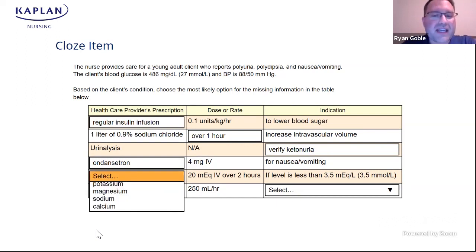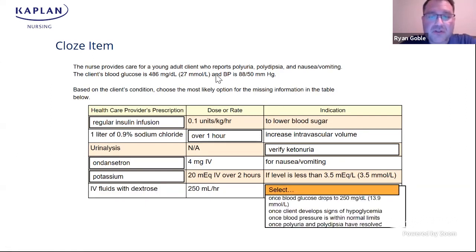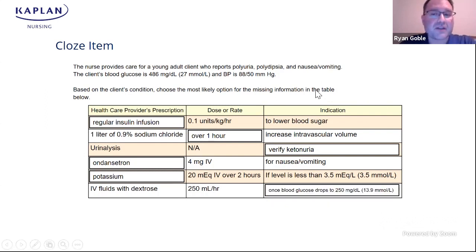What fits here? We have an indication: if level is less than 3.5 milliequivalents per liter or 3.5 millimoles per liter. The only thing that fits is potassium. And when would we start an infusion of IV fluids with dextrose at a rate of 250 milliliters per hour? It's once the blood glucose drops to 250 milligrams per deciliter or 13.9 millimoles per liter.